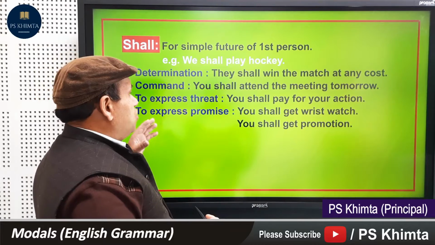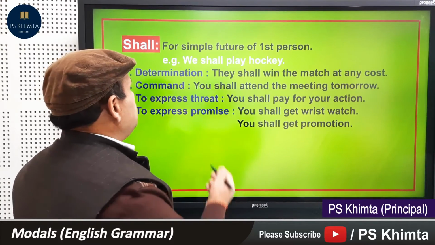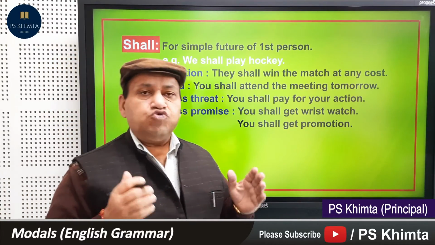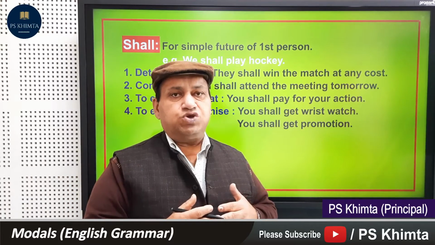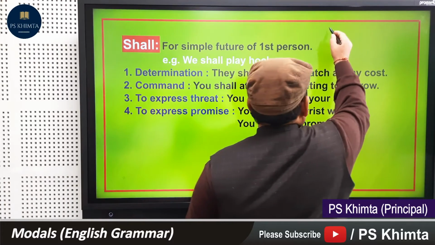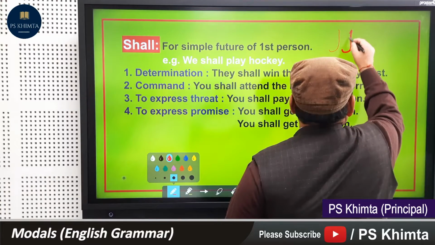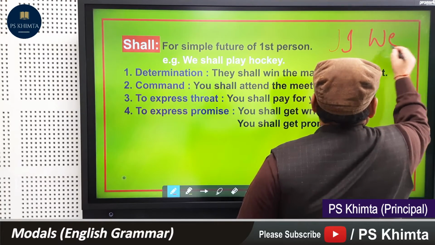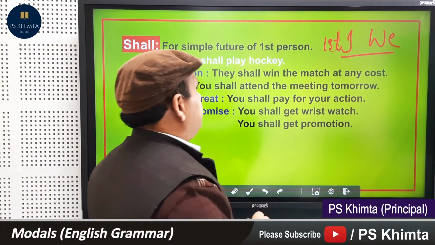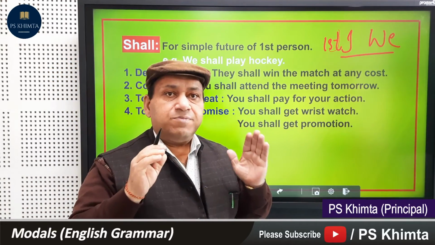See, we are going with two modals today. First of all, shall and will. See, what is a shall? Generally, shall we have heard in the simple future tense. We use shall with first person. What is the first person? First person is I and we. This is first person. We use shall with I and we, in simple future.